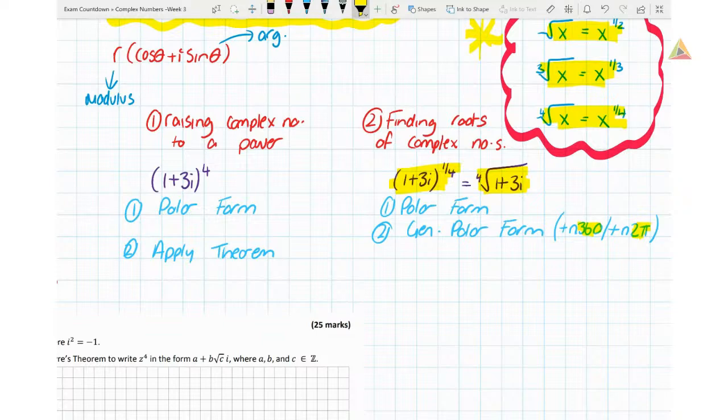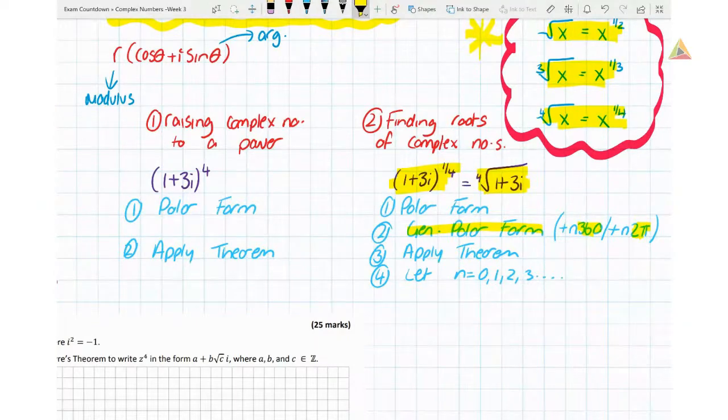So we're basically saying, when we're writing it in general polar form, that we can go around that unit circle as many times as we want, n times in fact, where n is just a positive integer. The third thing we do is we apply De Moivre's theorem, just as we did over here when we were raising a complex number to a power. And the last thing we do is we let n equal 0, 1, 2, 3 as the question requests. So we will know by looking at the question how many answers we're looking for.